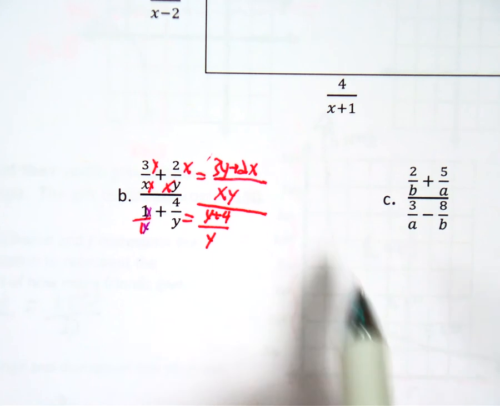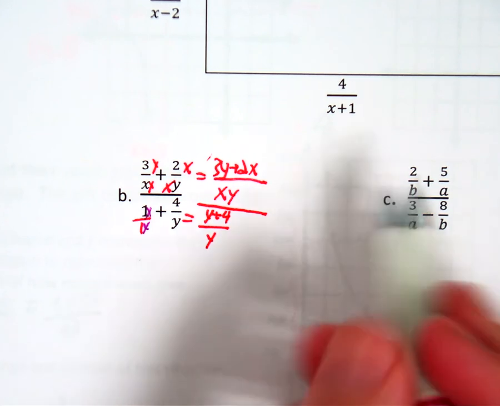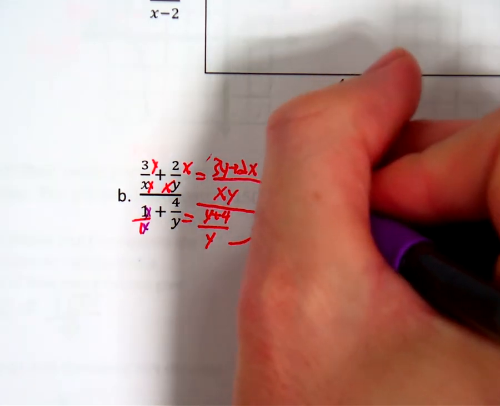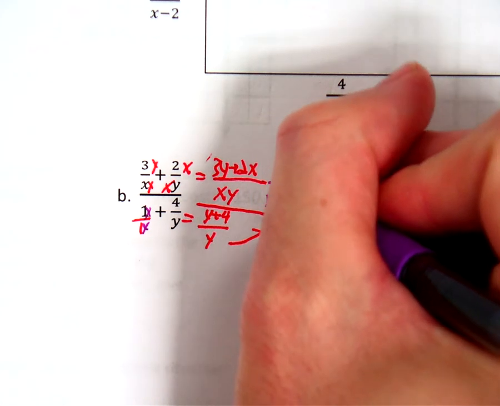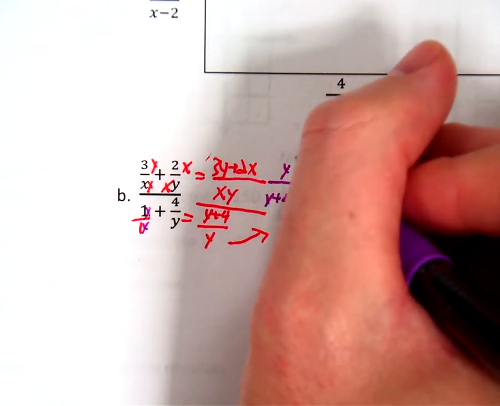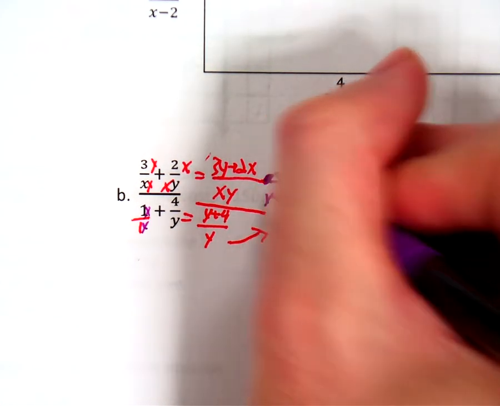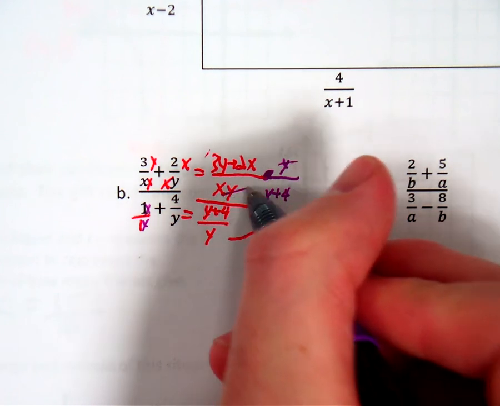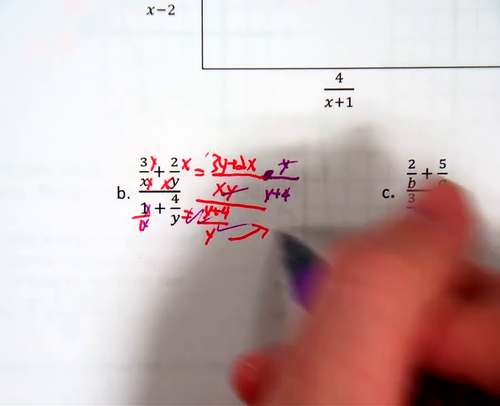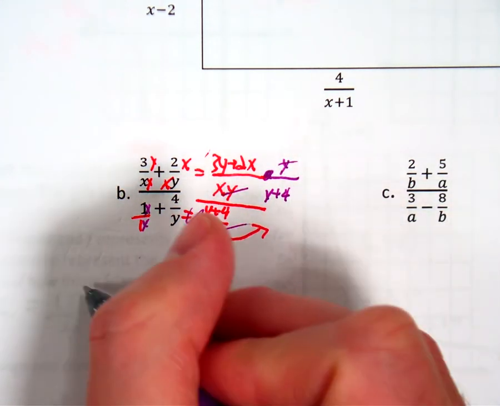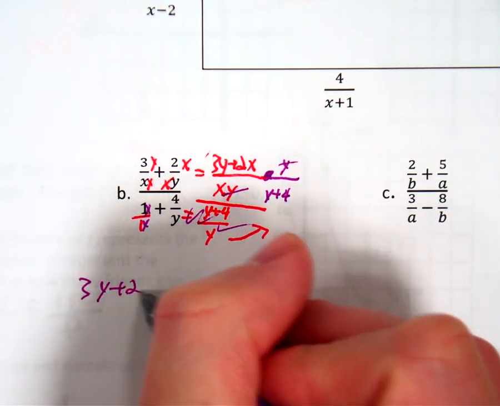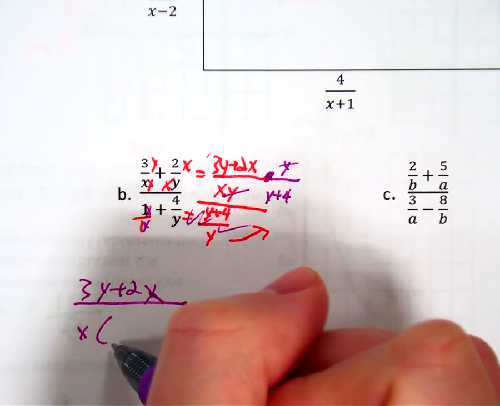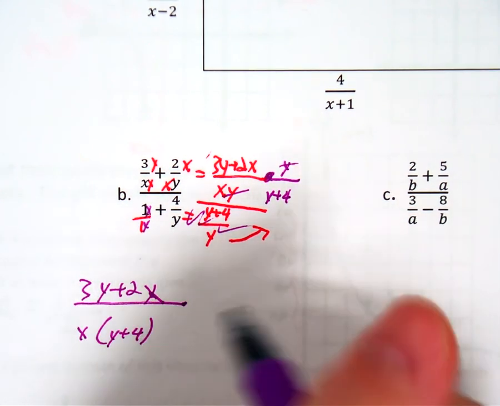All right, now we're going to flip this one and multiply by that reciprocal. So the y is on top, the y plus 4 is on the bottom. Times. Okay, now we can do a little canceling here. This y can cancel that y. So now we got 3y plus 2x on the top, and x times y plus 4 on the bottom.